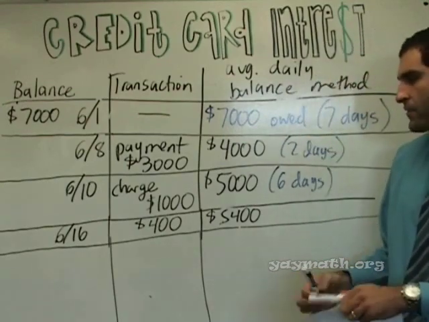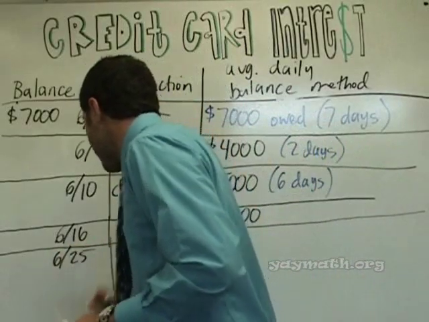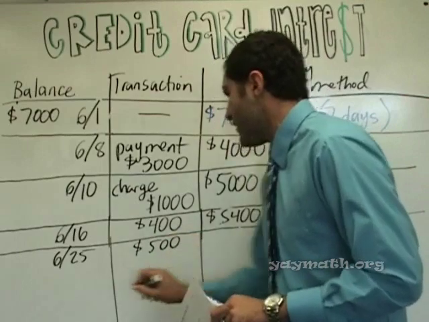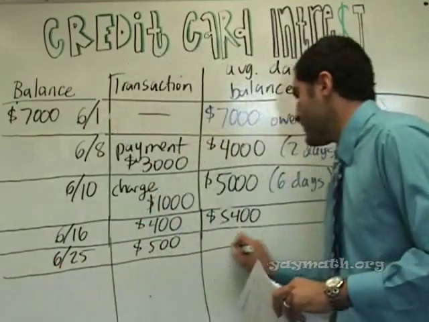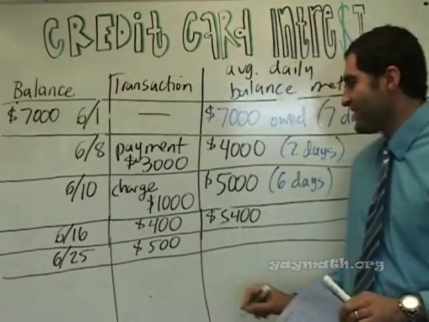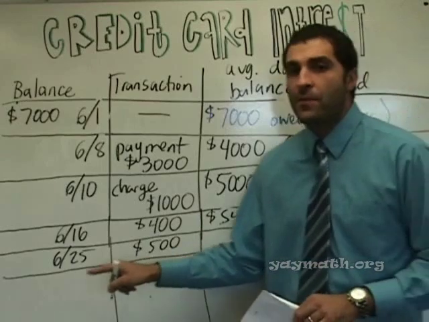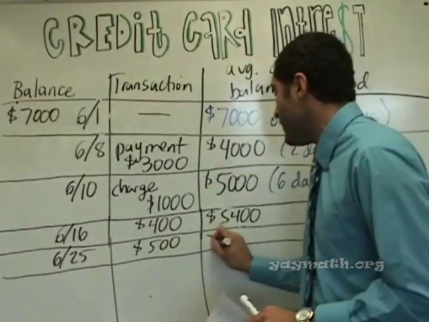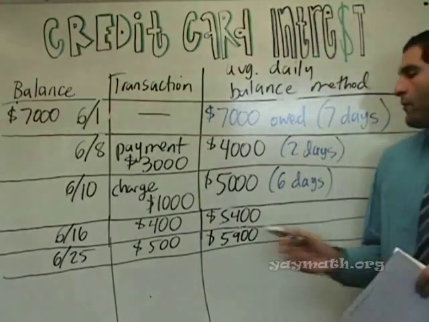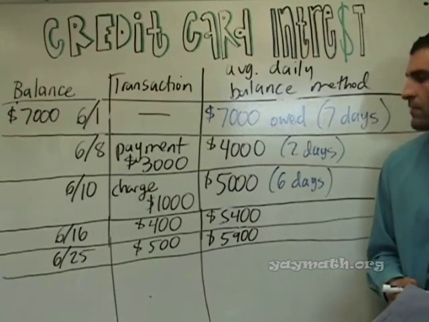What happened on the next day? What was the date? The 25th. Transaction for how much? 500 bucks. What was purchased? Business. Very, very vague. All right, so after this transaction of 500, how much do we owe the credit card company? $5,900. Subsequently, how many days did we owe $5,400? 9 days. Yeah.